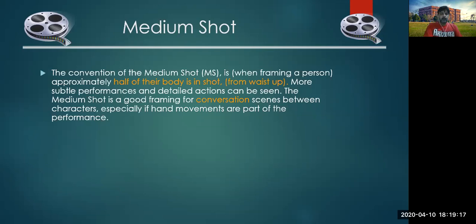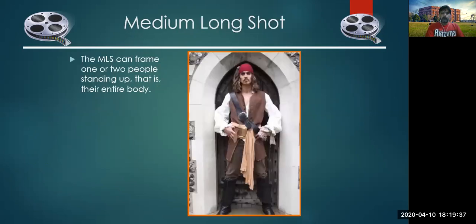Especially when you are recording dialogues, you are recording an interview between two people, you need to shoot them in medium shot. Especially if hand movements are part of the performance, because when we usually talk, there are some physical gestures as well. We move our hands, so that's why you need to take a medium shot.